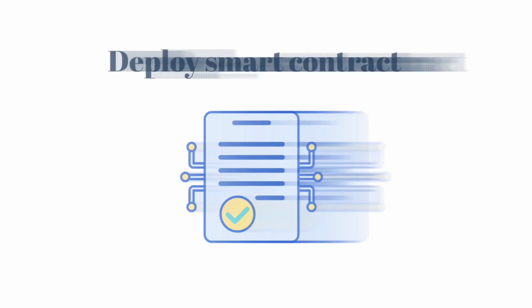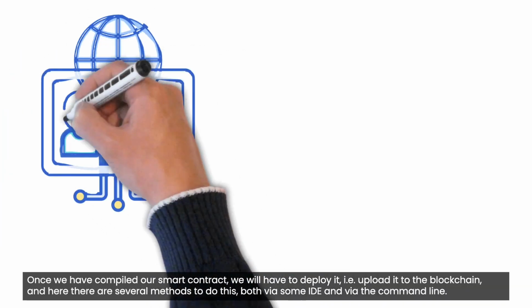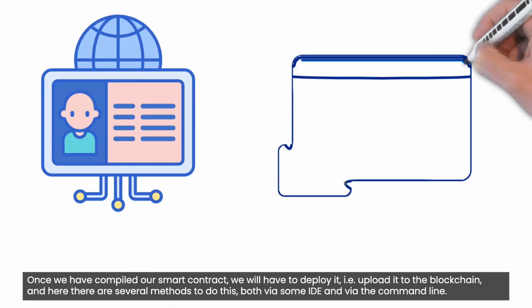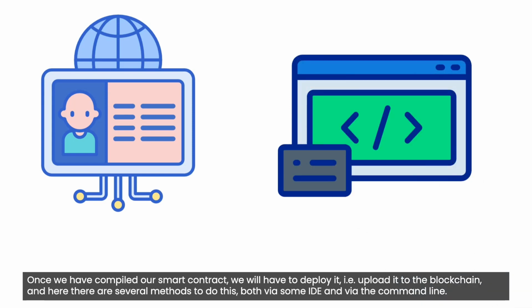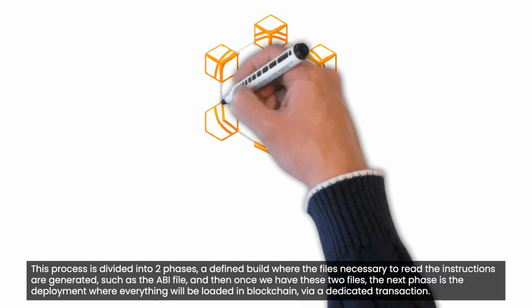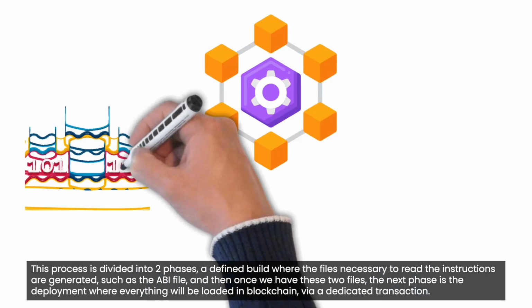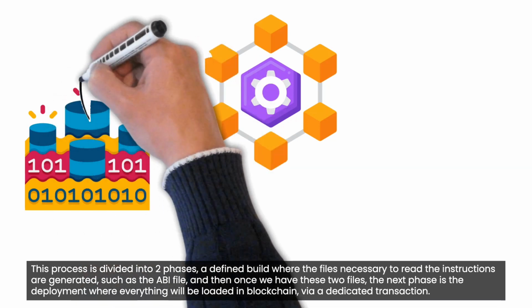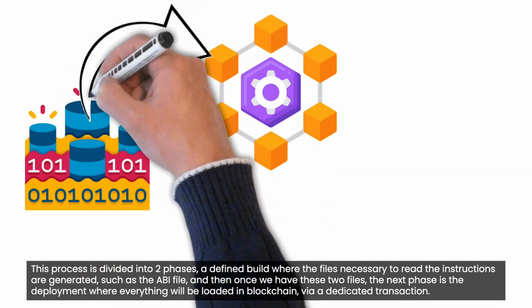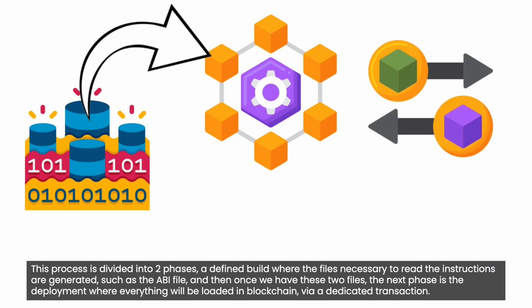Deploy smart contract. Once we have compiled our smart contract, we will have to deploy it, that is, load it onto the blockchain. And here there are several methods to do it, both via some IDE and via command line. This process is divided into two phases. One defined as build, where the necessary files are generated to read the instructions, such as, for example, the ABI file. And once we have these two files, the next phase is precisely the deploy, where everything will be loaded onto the blockchain through a dedicated transaction.